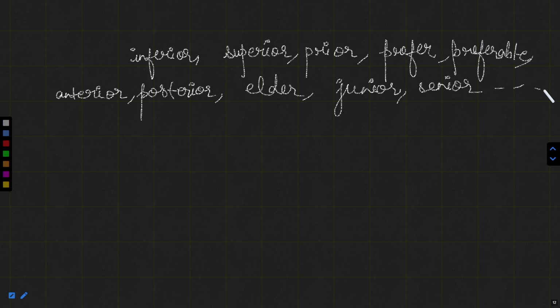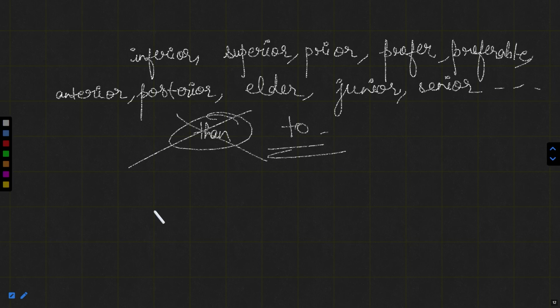Whenever we use these words, we do not use than to compare the persons. No, in fact we use to. For example, he is senior to me. He is senior to me. I cannot say that he is senior than me. That will be incorrect.